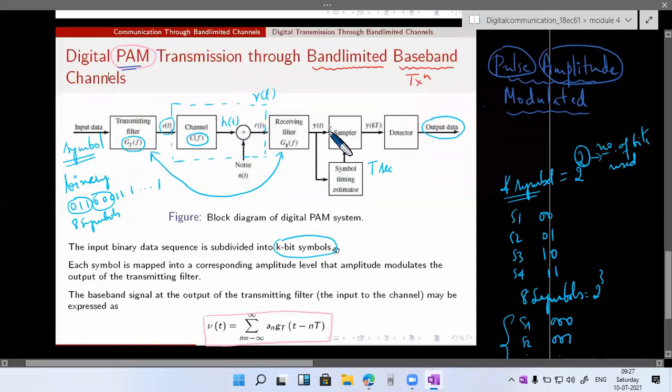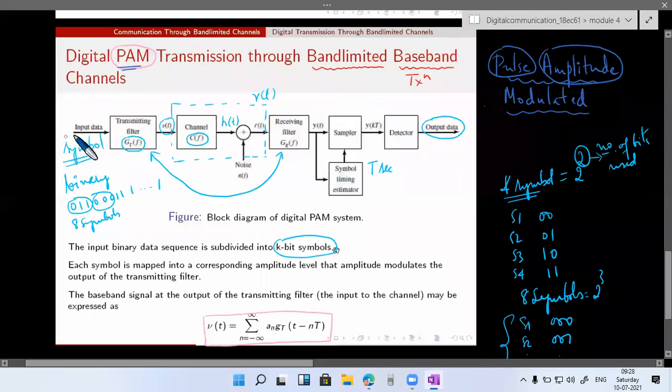Okay, well, in our previous class, we were discussing digital pulse amplitude modulation transmission through band limited baseband channels. For this, we considered this block diagram, which contains the transmitting part, the channel, and the receiving section. So in the transmitter section, because it's baseband transmission, input signals are directly converted to pulses, because in pulse amplitude modulation, we take the aid of pulses that vary in amplitude.